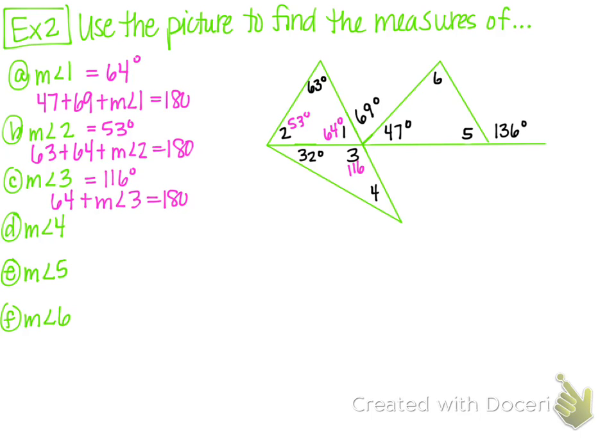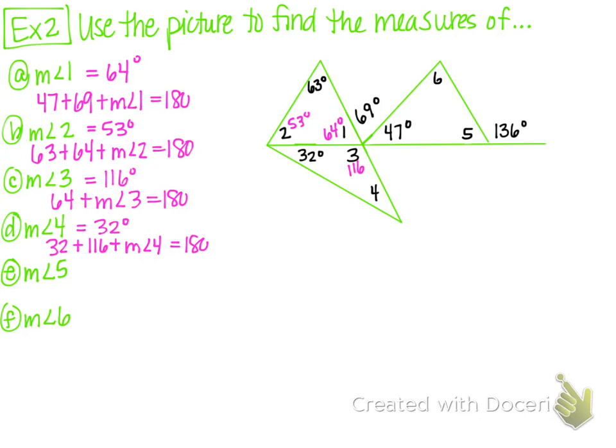Okay, so the next one says we need to find the measure of angle 4. Now, similar to number 2, we've got a triangle here. Take a look at this triangle. We have two of the angles. We have the 32 degree angle and the 116 degree angle. Remember, if you've got a triangle and you know two of the angles and you're missing one, you can use your angle sum theorem. So we know that 32 plus 116 plus whatever the measure of angle 4 is going to give me 180. So if you add 32 plus 116 and you subtract that from 180, for angle 4 you get 32 degrees.